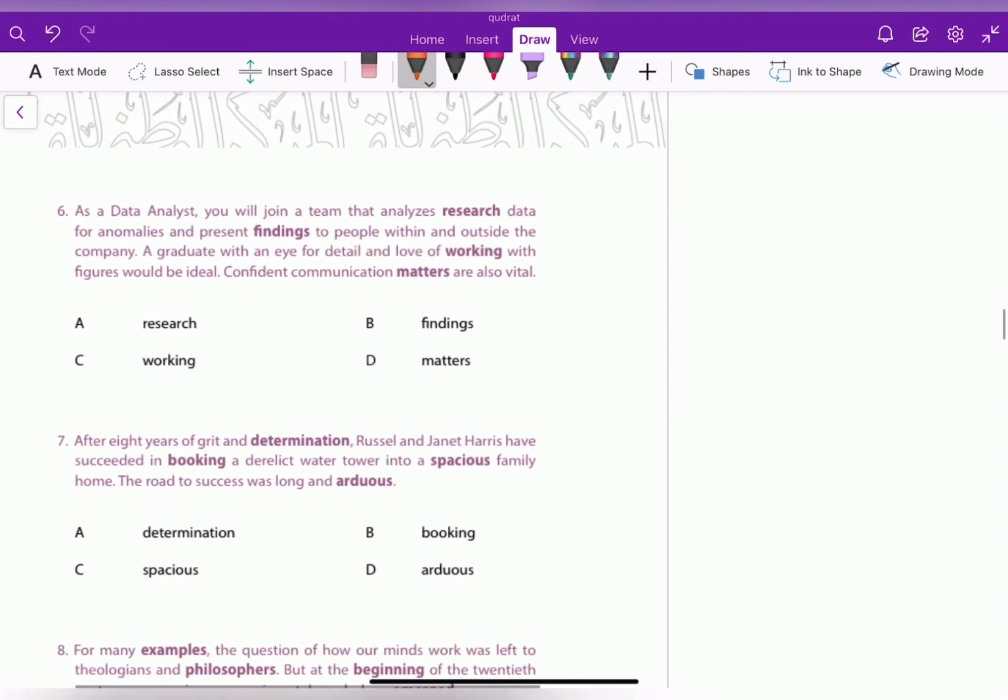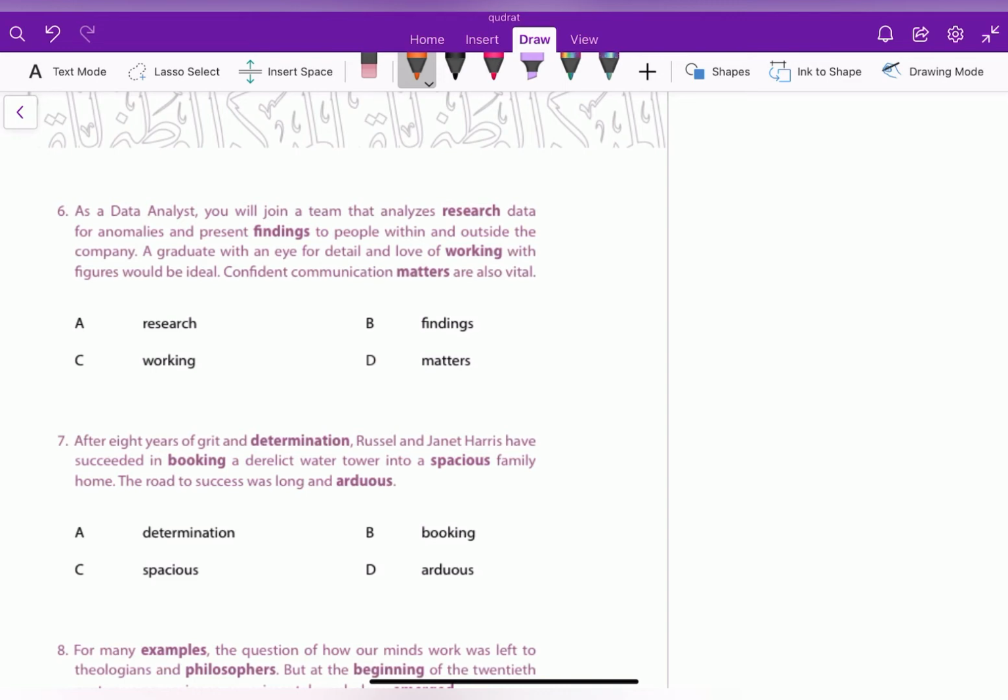Let's move on to question number 6. As a data analyst, you will join a team that analyzes research data for anomalies and present findings to people within and outside the company. A graduate with an eye for detail and love of working with figures would be ideal. Confident communication matters. Skills are also vital.